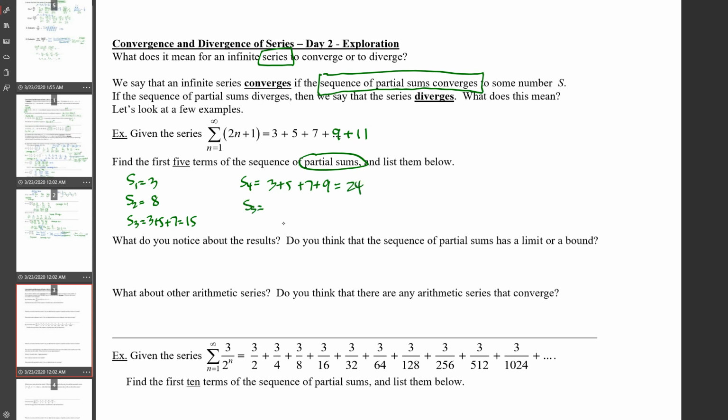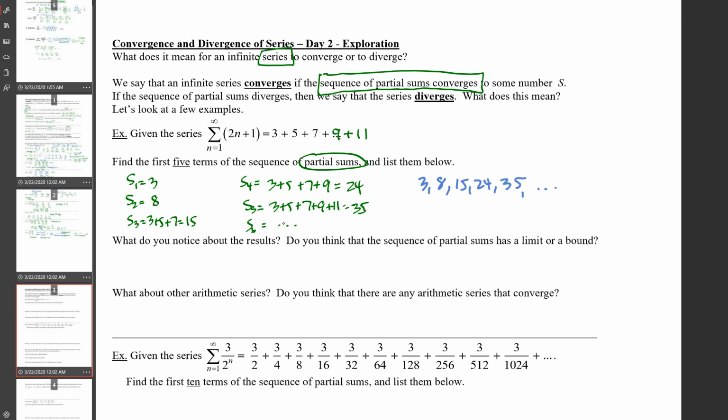And S5 is going to be the sum of the first five terms, 3 plus 5 plus 7 plus 9 plus 11, and that's going to be 35. And of course, you can go on infinitely. Okay, and what we're going to do is take these partial sums and turn them into a sequence. So the sequence of partial sums will be 3, 8, 15, 24, 35, and then we look at this sequence and we decide, does this sequence converge or diverge?